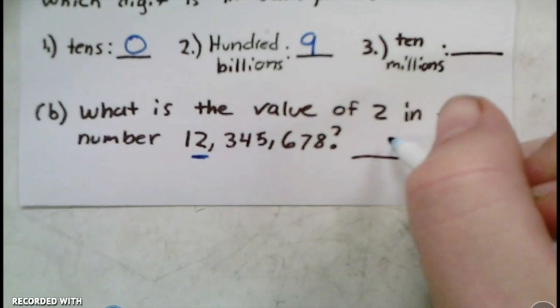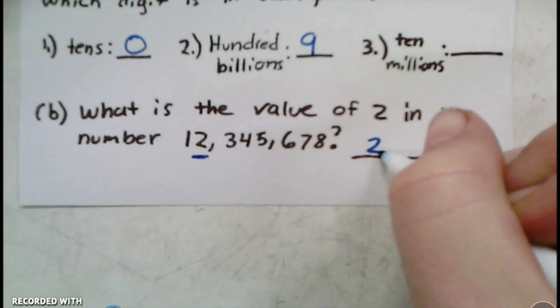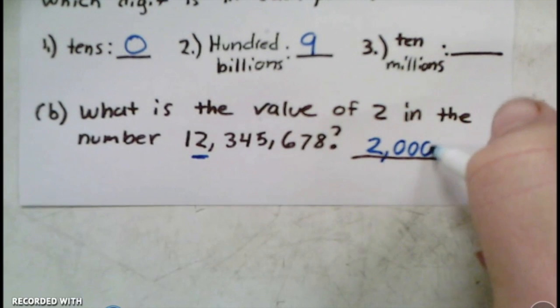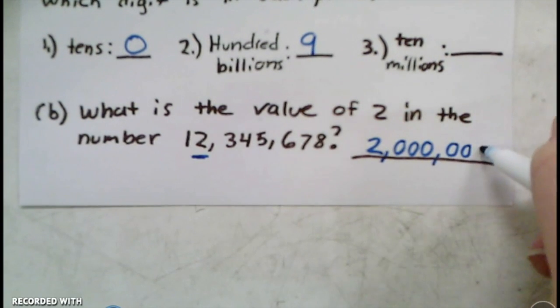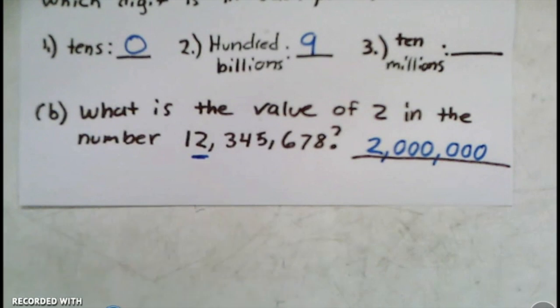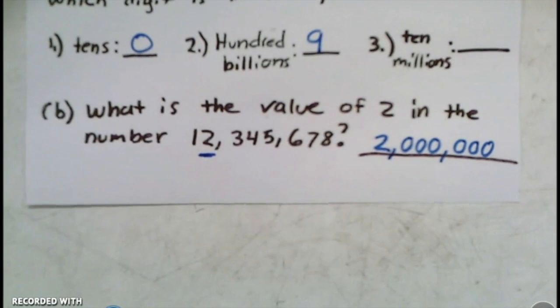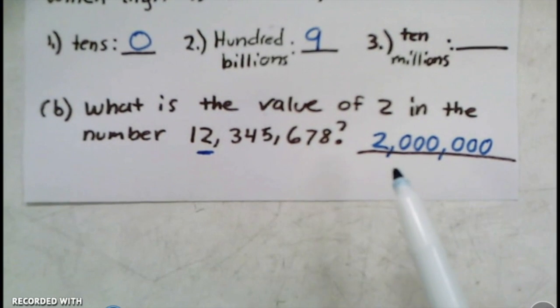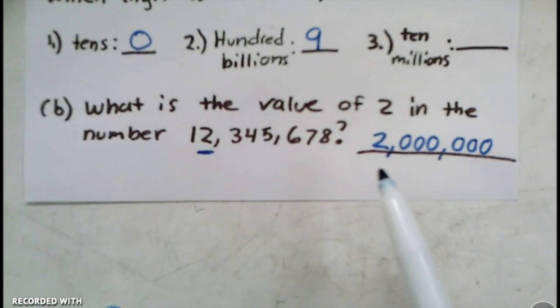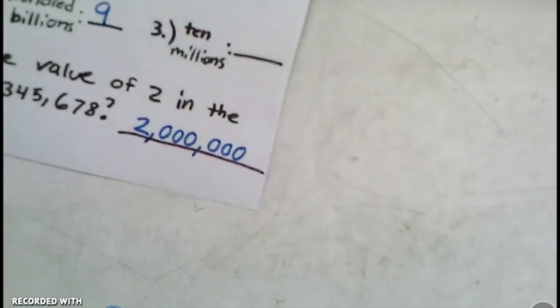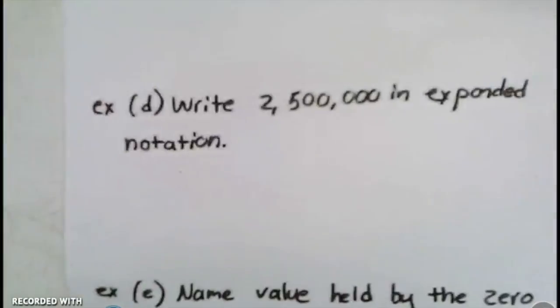So did you catch it? It's really 2 million. So the way that we would write that is with a 2, and then we'll fill in the rest of the place value spots with just zeros. If we were to write this number in expanded notation, it would be 2 times 1 million, which is where its place value is. But because it's asking for the value, it wants to know how much it's worth, and it's worth 2 million.